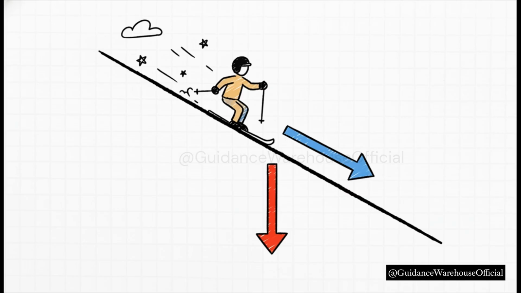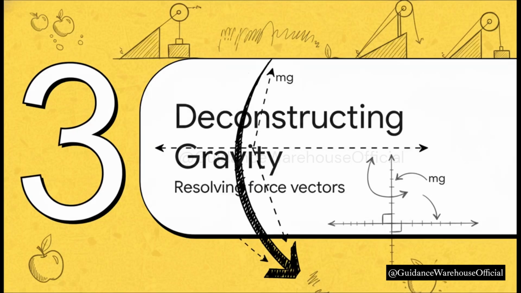But remember our rule for the normal force? It has to be perpendicular to the surface, so it's pushing out from the slope at an angle. And bam, right there. Suddenly, gravity and the normal force are no longer pointing in opposite directions. They're not balanced anymore. And that imbalance is exactly why the skier starts to slide.